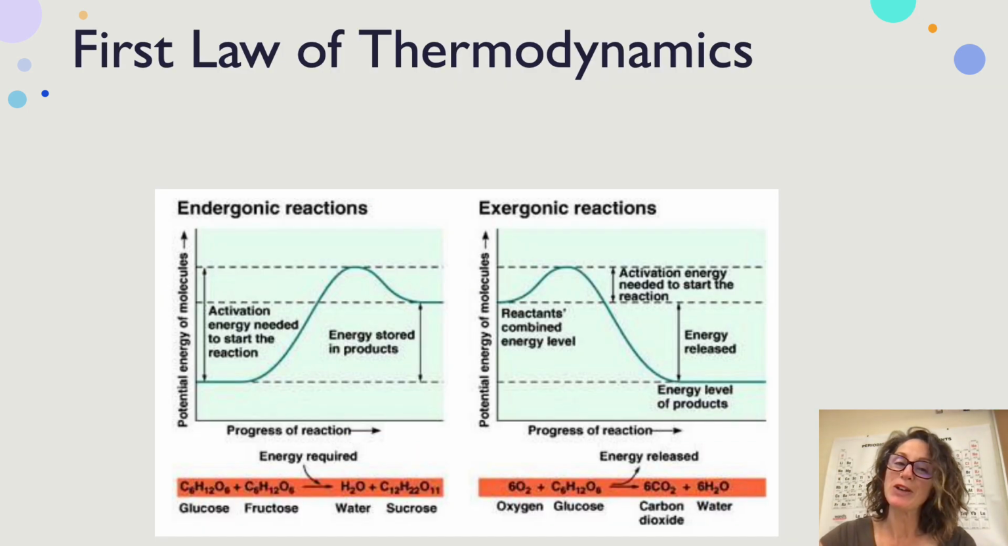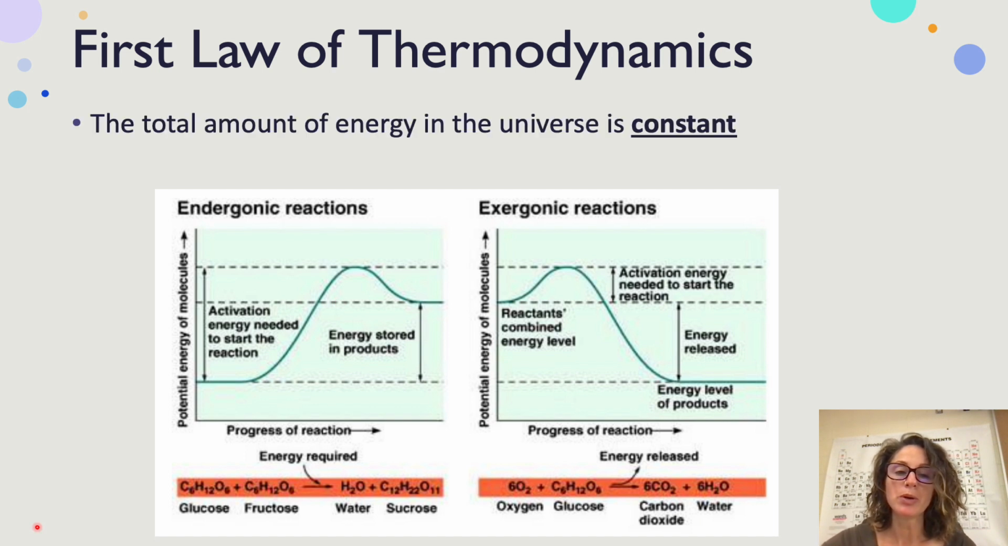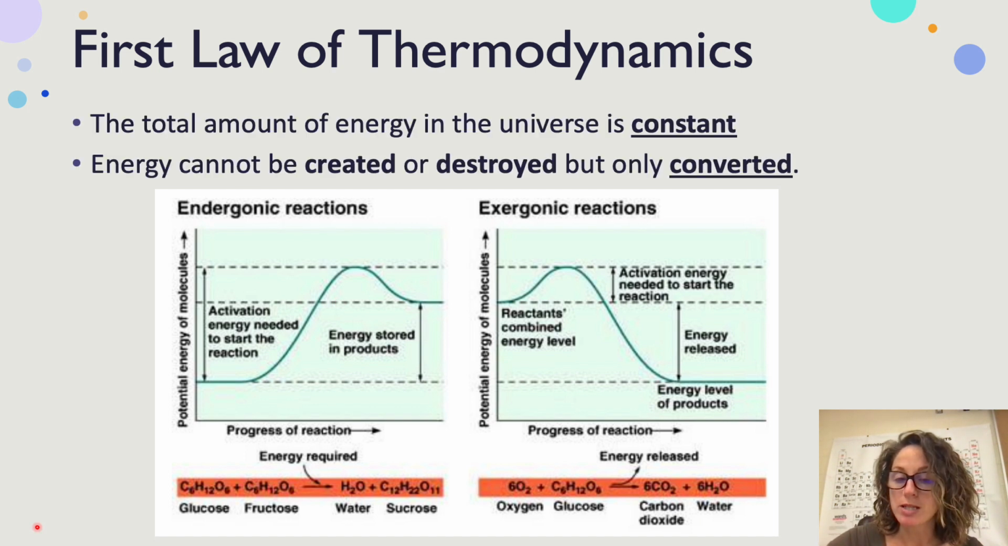So we're going to talk about the first law of thermodynamics. This states that the total amount of energy in the universe is constant, meaning that energy cannot be created or destroyed, but only converted. There are two types of reactions that we are going to talk about. One is endergonic reactions, and the other is exergonic reactions. So we're going to look at each one separately.